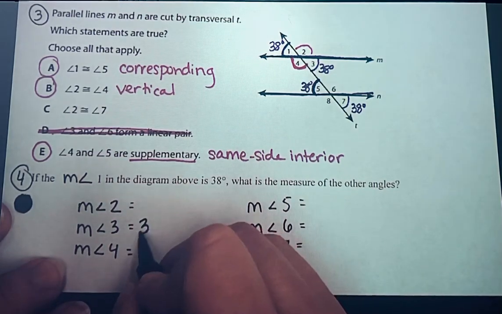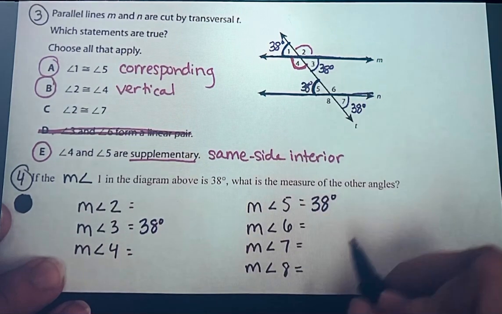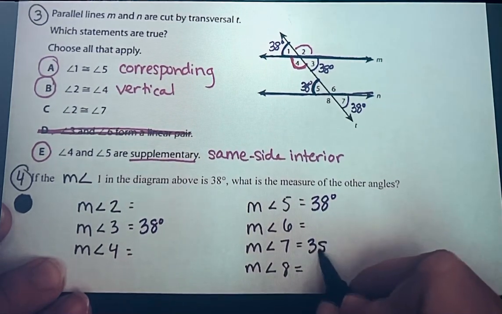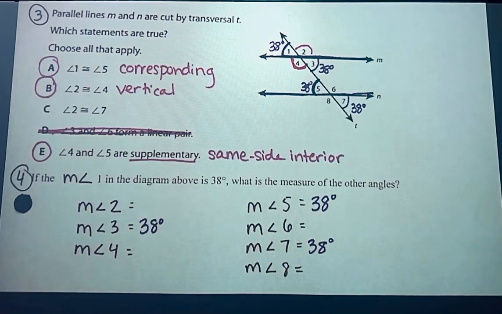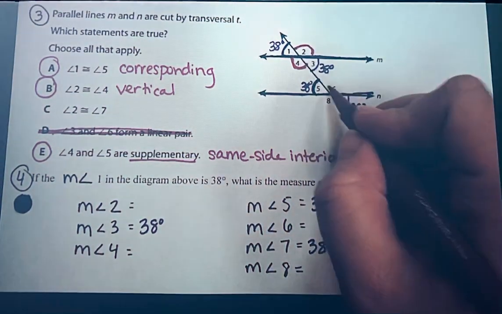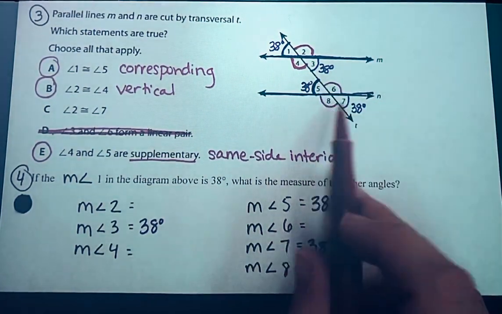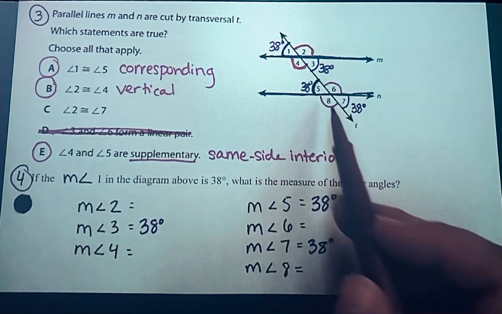Angle 3 is 38 degrees. 5 is 38 degrees. 7 is 38 degrees as well. Now, if we know that, then we can figure out the rest of the angle measurements. The rest of the angle measurements are going to be larger angles than 38 degrees. And you can pick any angle in particular and find the value.